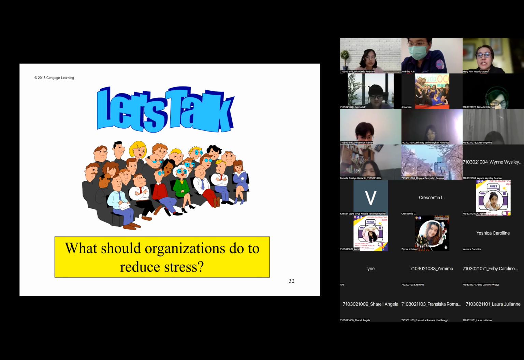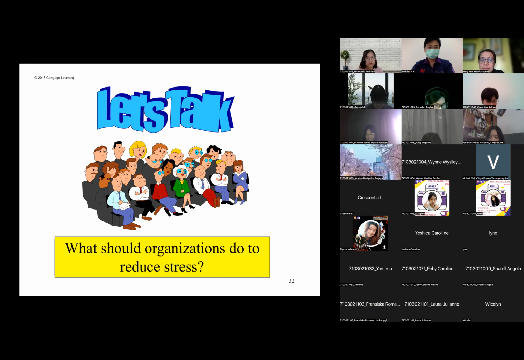Of course, let's look at these stressors. Each company may have different stressors, which are more intensely manifested as the one causing stress than others. So, for example, if noise is the issue, then directly attack the source of the stress in order to reduce stress. Okay, yes. Other thoughts from other classmates?